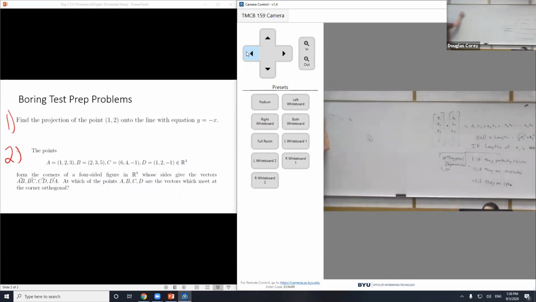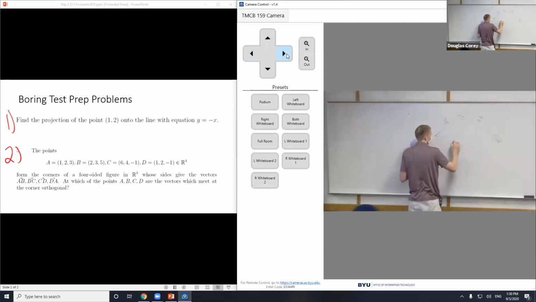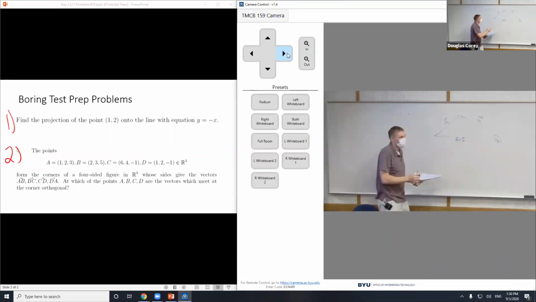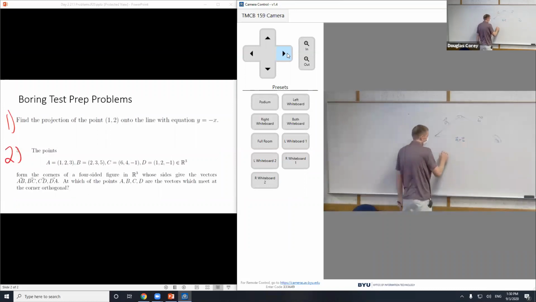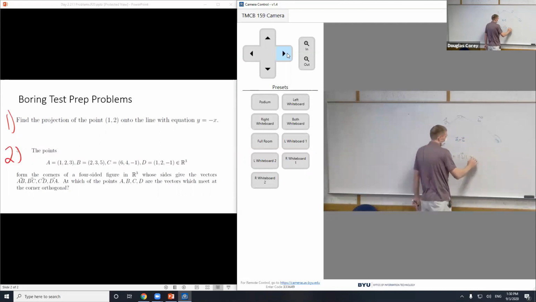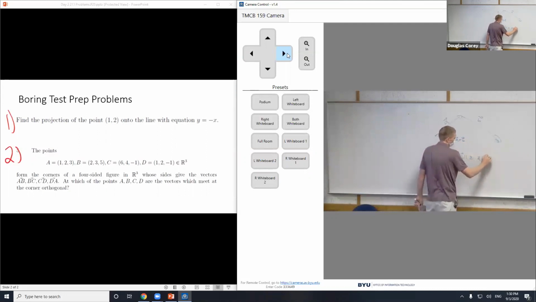So this is the vector A, this is the vector B, this is A plus B. If you think of these lengths, the triangle inequality says the length of A plus the length of B is always greater than or equal to the length of A plus B.